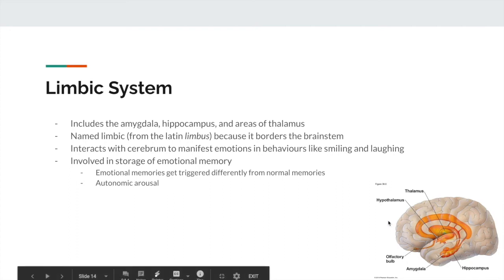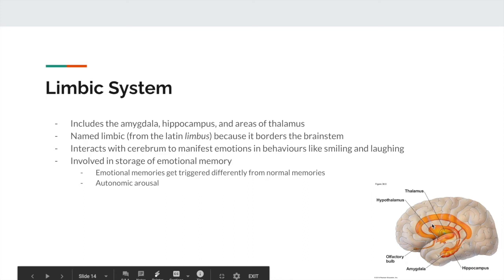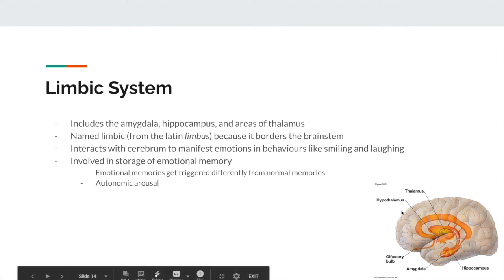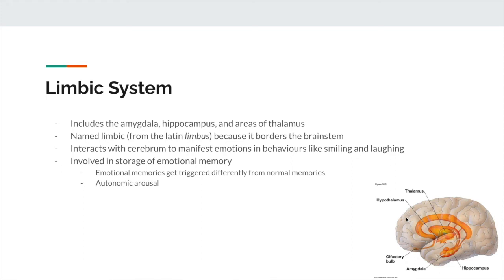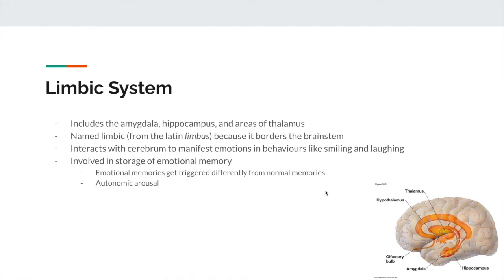This part of the brain is responsible for bringing about a lot of emotions, and it interacts with other parts of the brain, like the cerebrum, to manifest emotions, right? So this will basically tell the cerebrum, hey, it's time to cry, hey, it's time to laugh. And the cerebrum, which is responsible for actually carrying out those tasks, will do it. This is connected to that area of the brain. And it's also involved in storage of emotional memories.